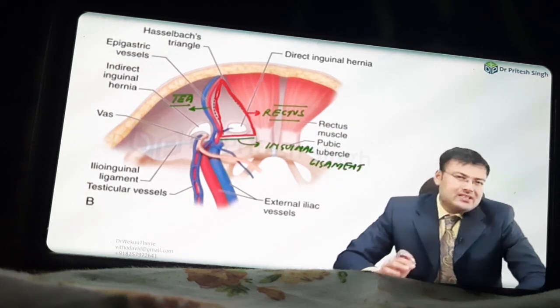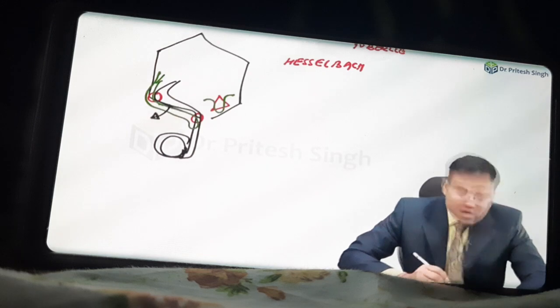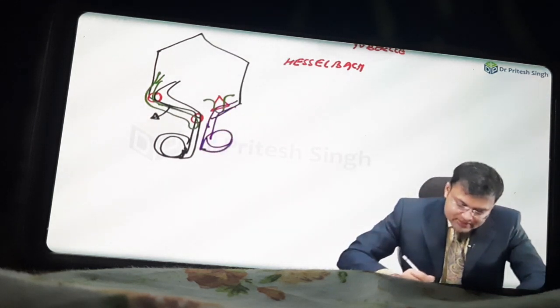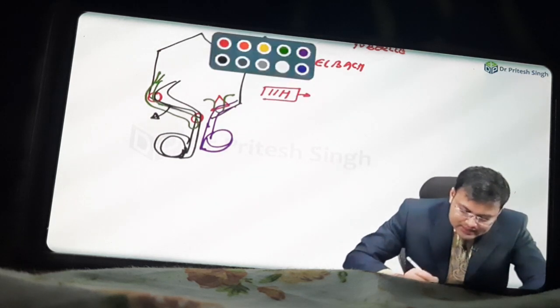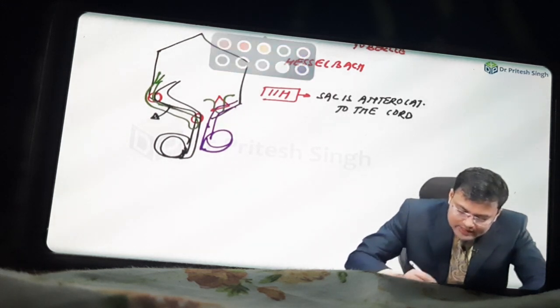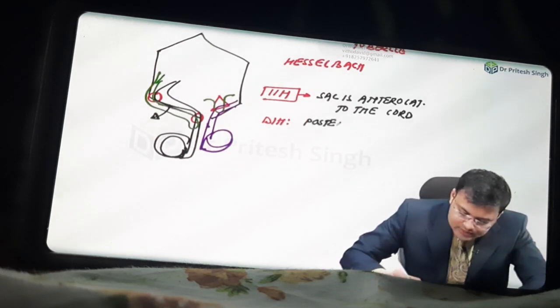Now the question is asked, what is the relation of sac with cord? See this diagram. The relation of sac with cord in indirect inguinal hernia is anterolateral, and in the other diagram the sac is here, and cord and testis here, so this is posterior. So in indirect inguinal hernia, the sac is anterolateral to the cord, and in direct inguinal hernia, the sac is posterior to the cord.